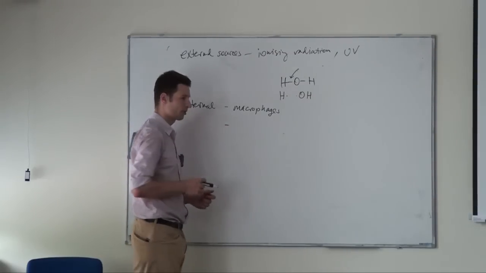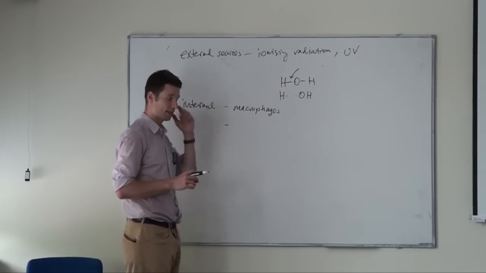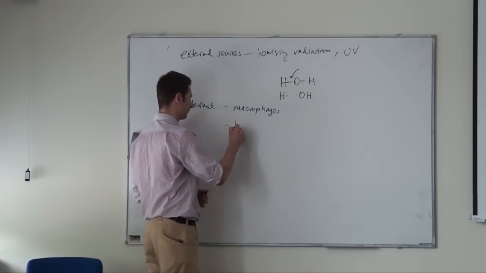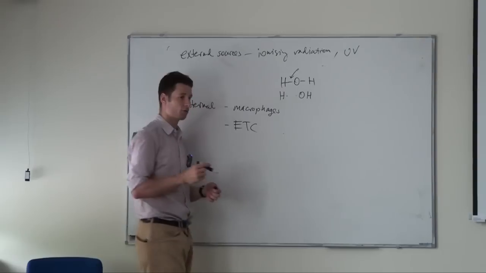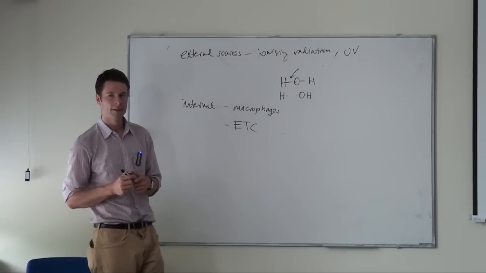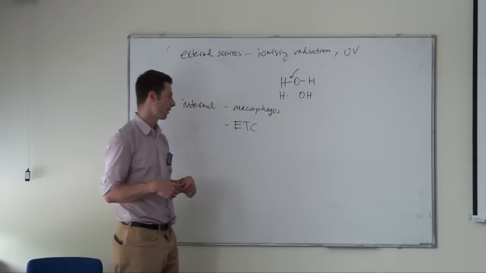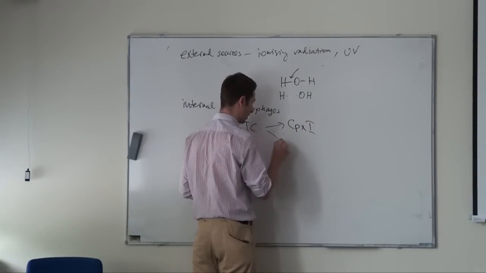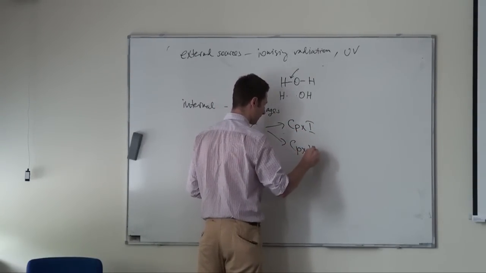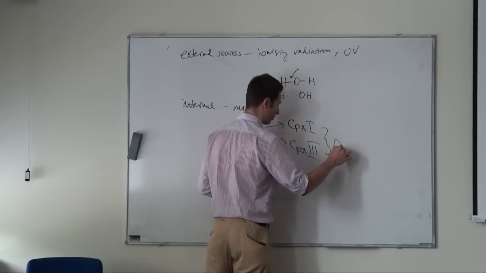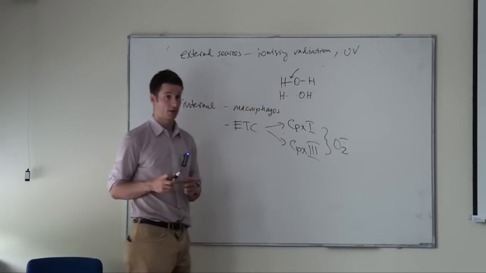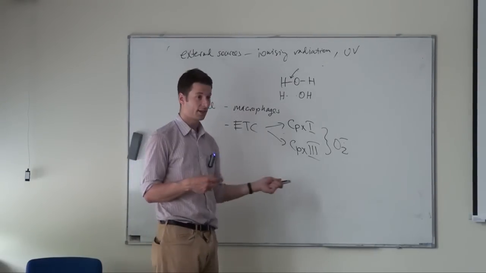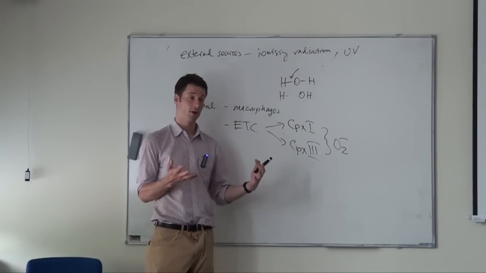Another very important source, and a major source of reactive oxygen species that's active all the time, is the mitochondrial electron transport chain. In the electron transport chain, it's especially complex 1 and complex 3 that produce superoxide. Interestingly, it's not complex 4.